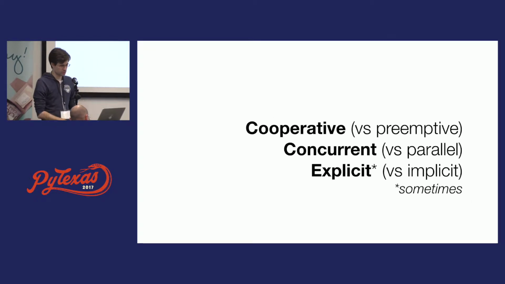To cover a couple of points there, it's cooperative. You've got to work together. That means if you block in one coroutine, then some other coroutine can't run, so you've got to be thinking about that. It's concurrent versus parallel. These are tasks running concurrently, but not running in parallel. And explicit: there are definitely some implicit coroutine implementations depending on the language and environment, but mostly what I'm talking about today, especially in Python, is explicit coroutines.